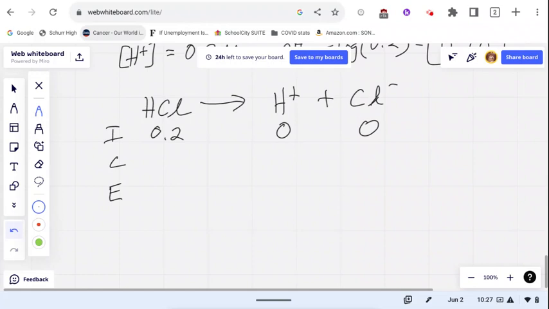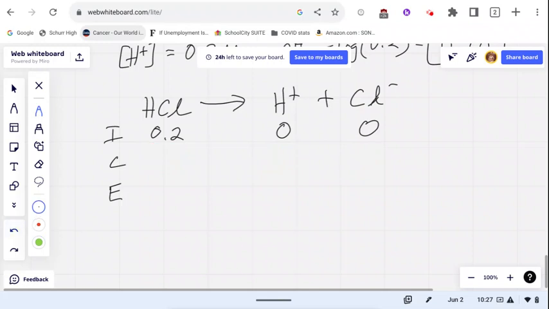Okay. So you'll recall that whenever we have an equilibrium calculation, we don't know how much of our initial concentration here is going to turn into hydrogen and chloride. So normally we'd put minus X and plus X and plus X. Okay. We're not going to do that this time. And the reason we're not going to do it is because we know how much is going to dissociate, and it is all of it.